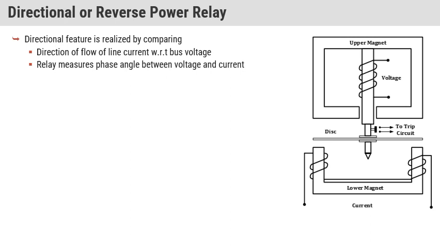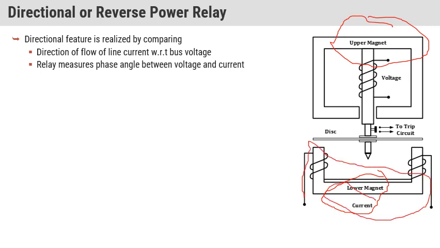So how do directional relays work? Here you can see the structure of a directional or reverse power relay. This is the basic structure, in which we have two magnets, the lower magnet and the upper magnet. We supply two quantities: current is supplied to the lower magnet, and voltage is supplied to the upper magnet.